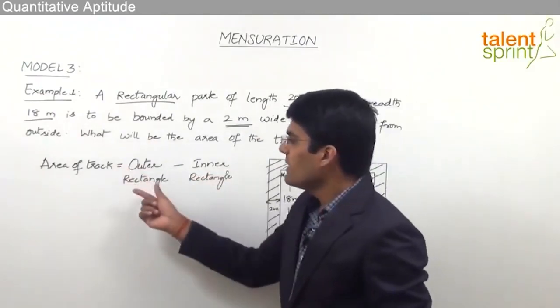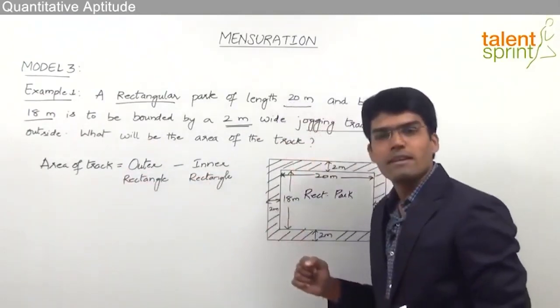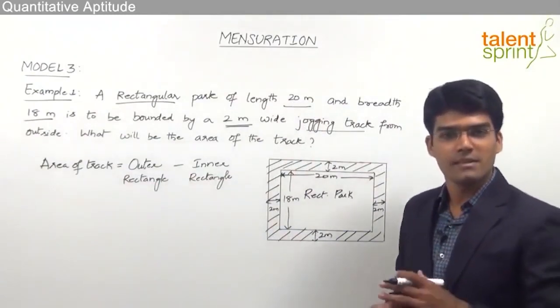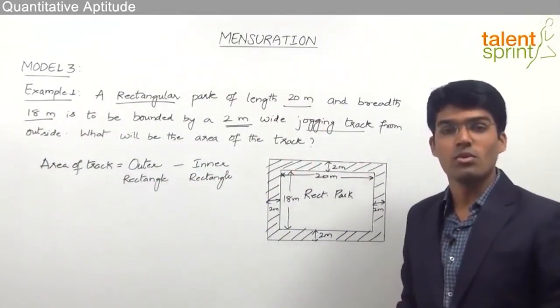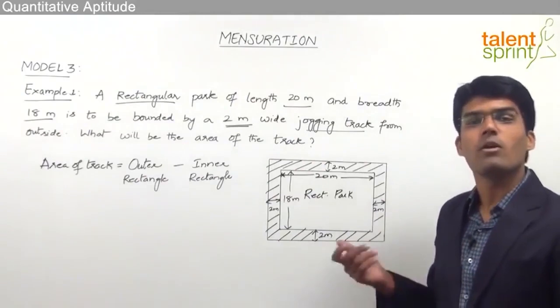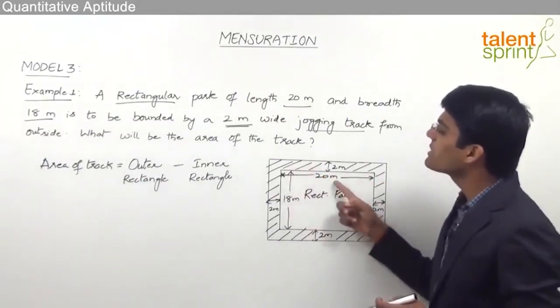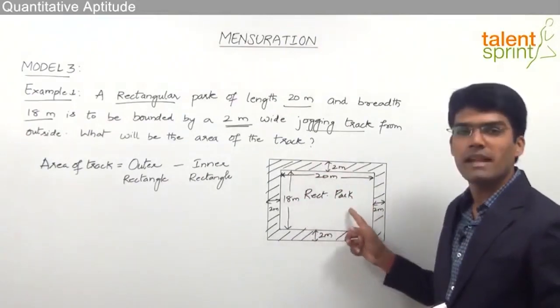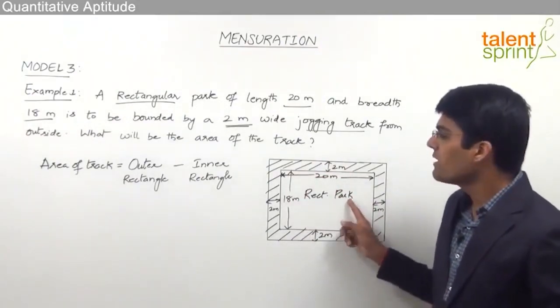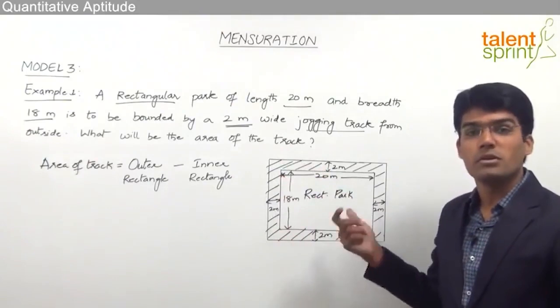So area of the track will be area of outer rectangle minus area of inner rectangle, and area of a rectangle is nothing but length into breadth. So now we need to know what is the length and the breadth of outer and inner rectangles. Now for the inner rectangle, directly the length and breadth are 20 and 18, as this is nothing but the rectangular park. We only have to check what is the length and breadth of the outer rectangle.